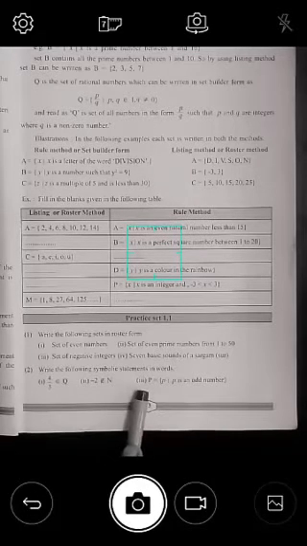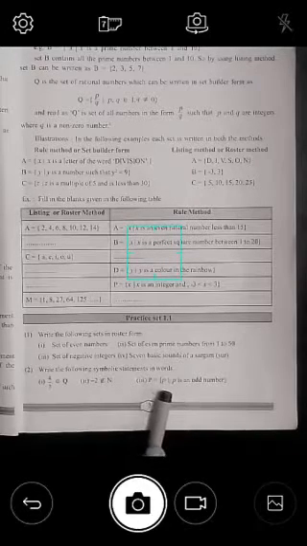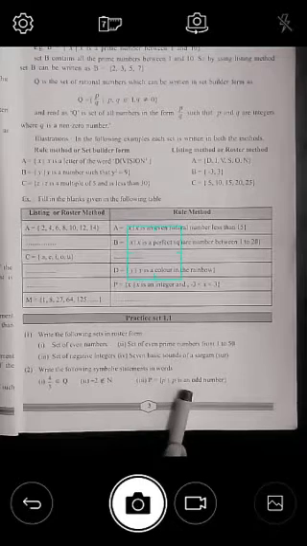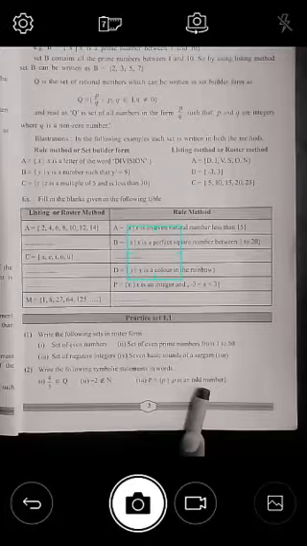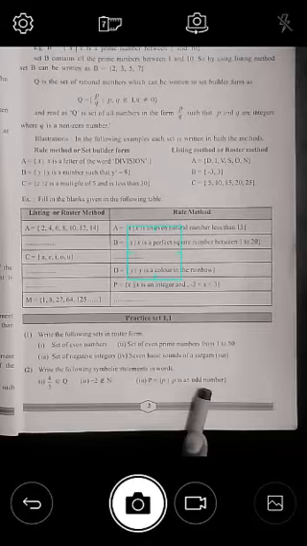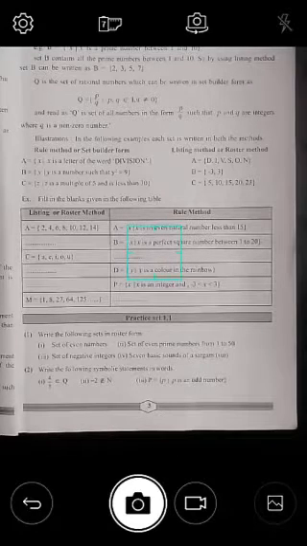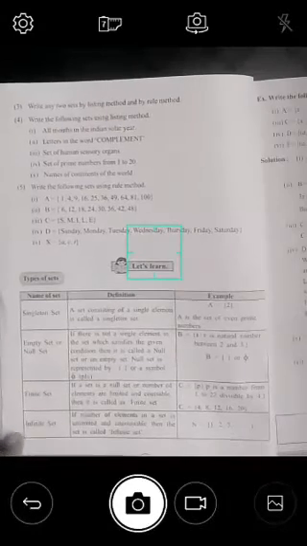And the third, P is equal to P such that P is an odd number. So we will write it as set P is a set of all P's such that P is an odd number. Now question number 3.